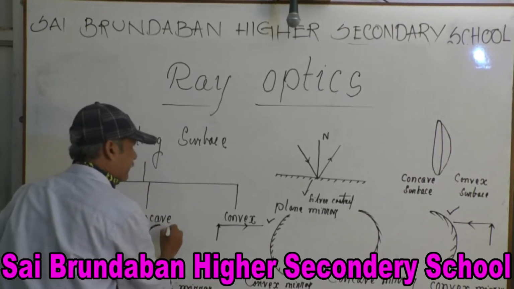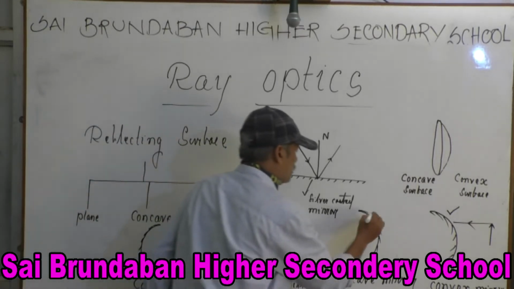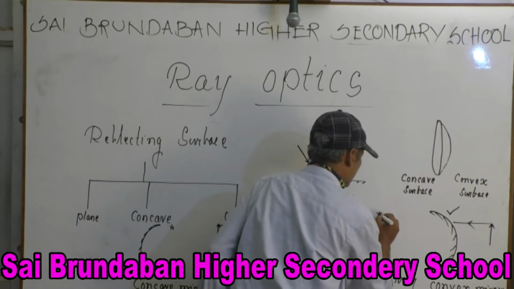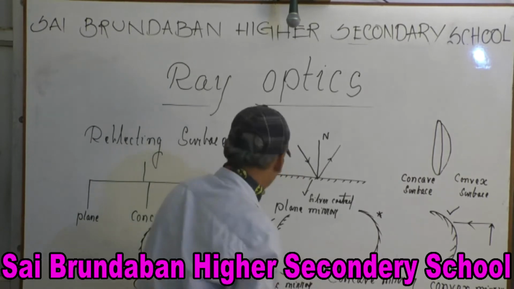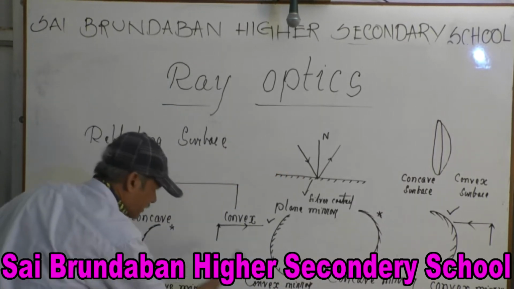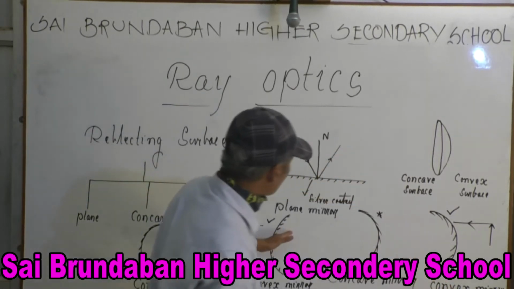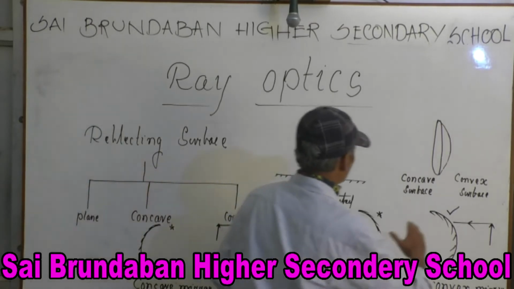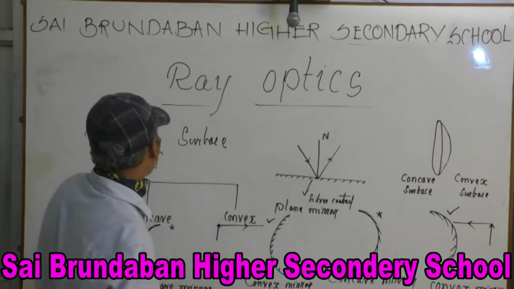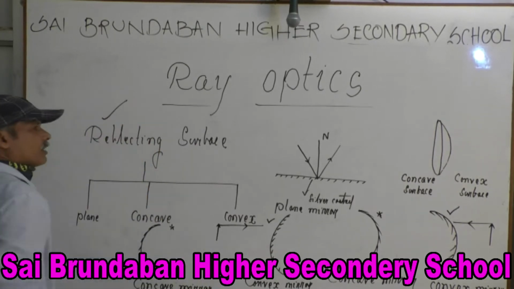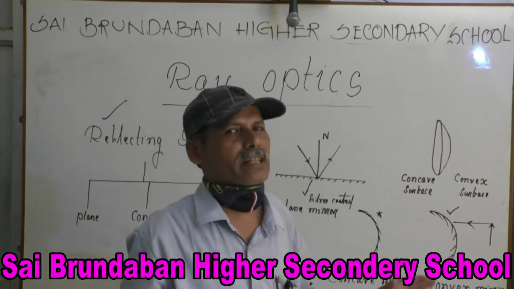So this is a concave mirror. This is also a concave mirror. Here the reflecting surface is towards left. Here the reflecting surface is towards right. This is a convex mirror. This is also a convex mirror. The reflecting surface is towards left. The reflecting surface is towards right. And this is a plane mirror. This is all about reflecting surfaces. So now you came to know how many types of reflecting surfaces there are.